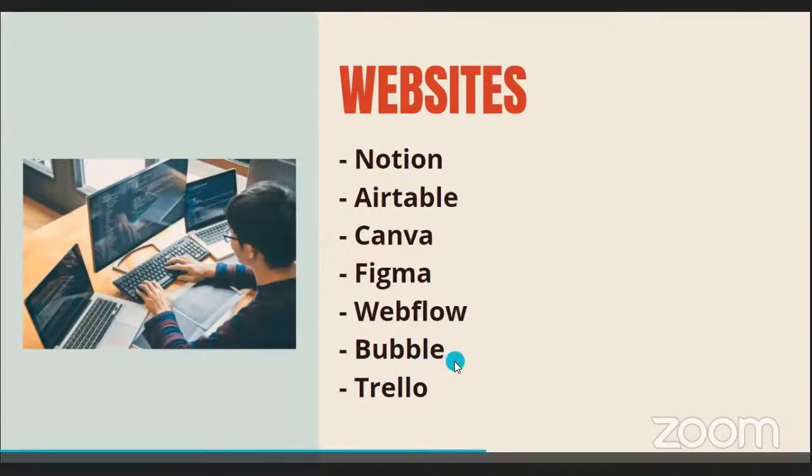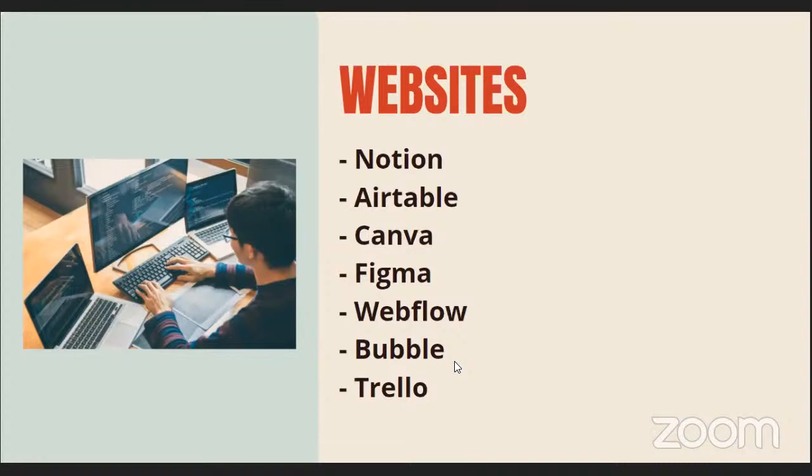Bubble too is a no-code site like Webflow, where you can build no-code websites and have your own personal website or blog. Trello is a task management website where you can handle tasks, maybe if you're collaborating with other people.